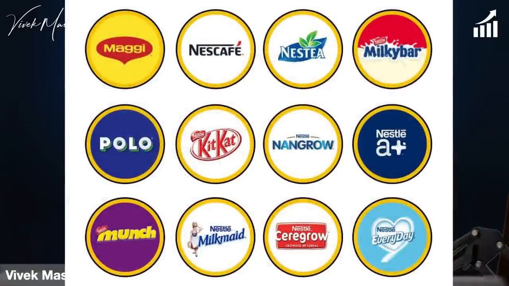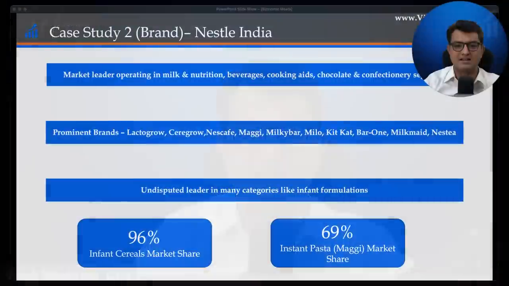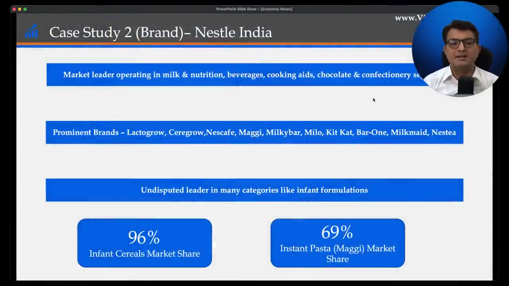Nestle India is again a very, very powerful brand. All of you might know it. How many of you ask for noodles or ask for Maggi? How many of you ask for Kit Kat directly? How many of you ask for everyday milk powder? All these are strong brands. Cerelac, all these are super amazing powerful brands. That is what Nestle has created. And let me show you what all things it does in terms of business. It's again a market leader operating in milk and nutrition segment, beverages, cooking aids, chocolate and confectionery segments.